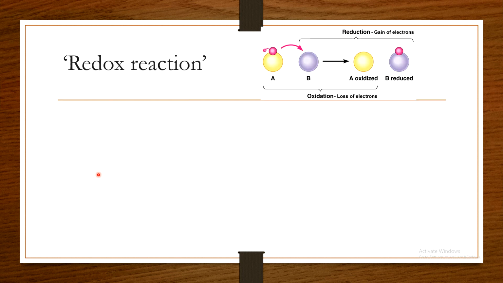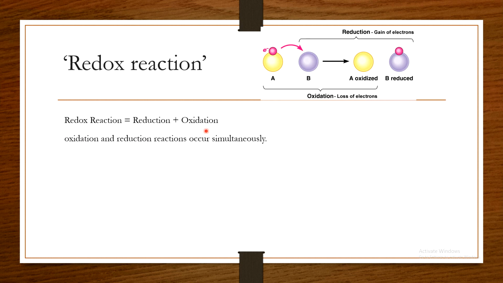Now what is meant by a redox reaction? With this image you can easily understand: two reactants are given, and oxidation and reduction happen simultaneously. Oxidation means it loses electrons, and reduction means it gains electrons. That means here A is oxidized and simultaneously B is reduced. This type of reaction is known as a redox reaction. Redox reaction means reduction plus oxidation, and these reactions occur simultaneously.